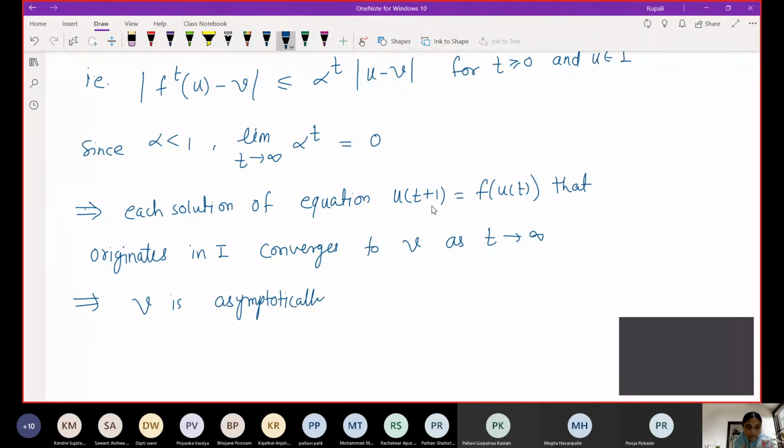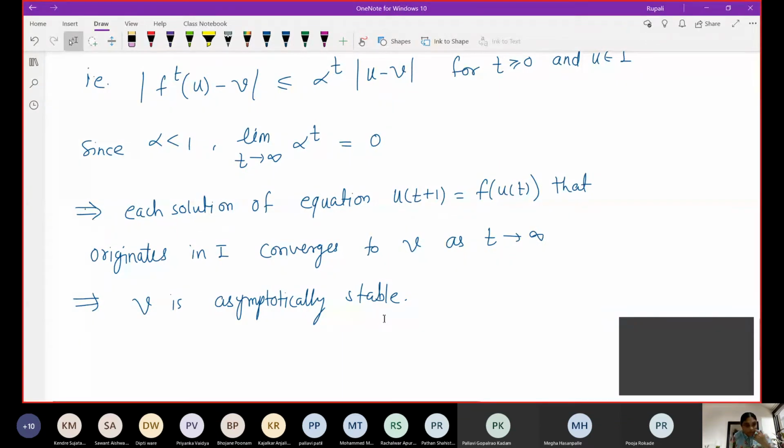So what is my I? I is V minus delta, V plus delta. So it is an open ball centered at V with radius delta. So we are taking all solutions which start in I and converge to V as t tends to infinity. Therefore, we can say that V is asymptotically stable. Is that okay? Yes, ma'am. Now we will prove the B part.